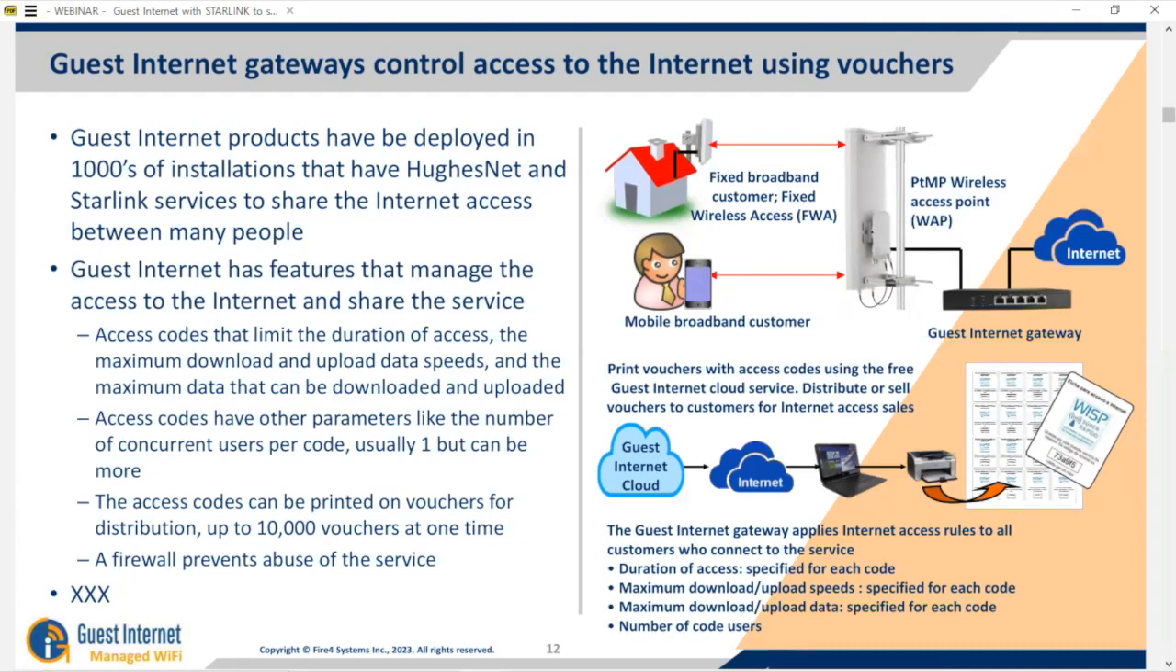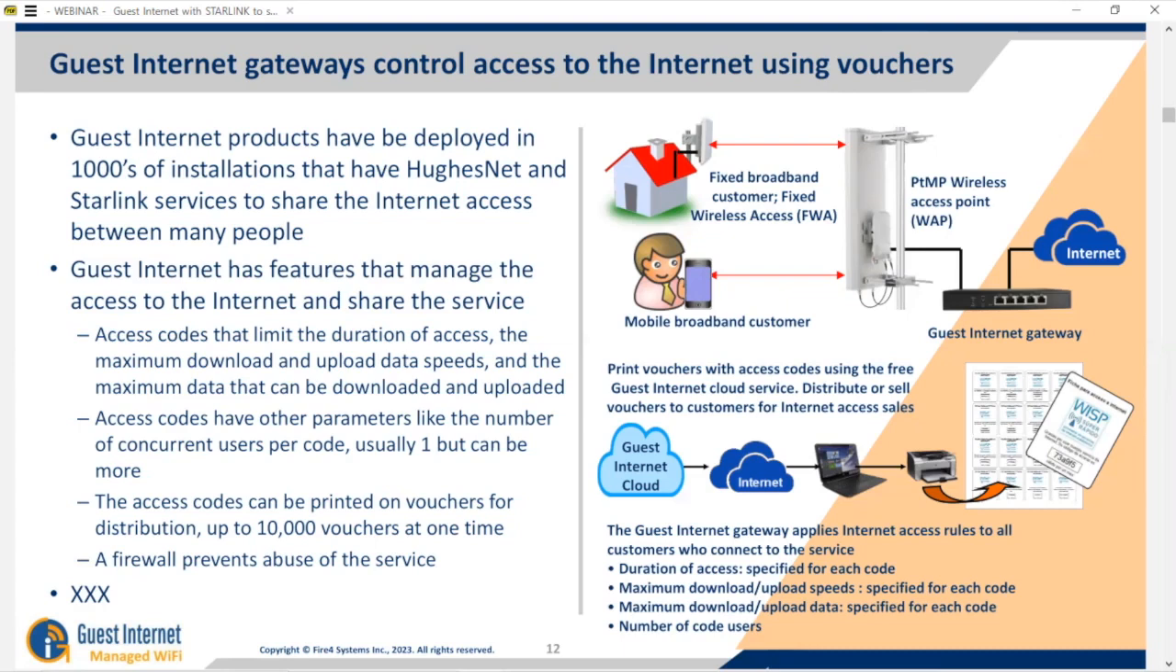Now, the access code has parameters associated with it. It has a duration, which means that the person has a limited time of internet access: a day, a week, a month. It also has parameters like maximum upload and download speeds, and the number of people that can use the code simultaneously. And with the guest internet system, it's possible to print up to 10,000 vouchers at one time.